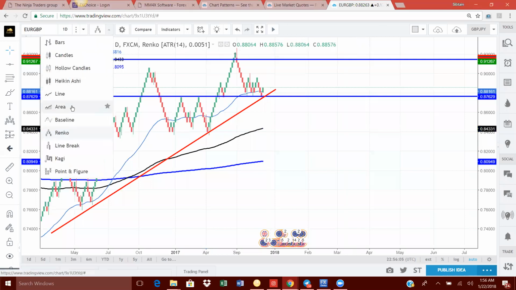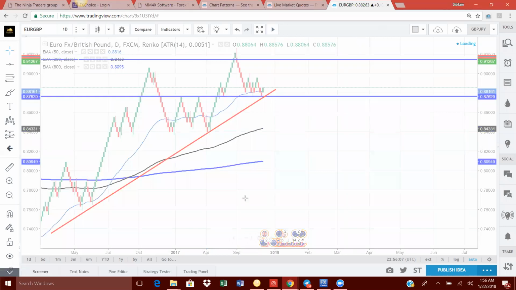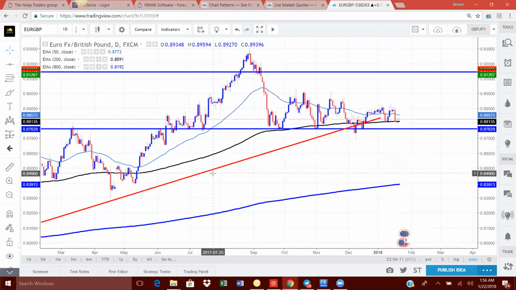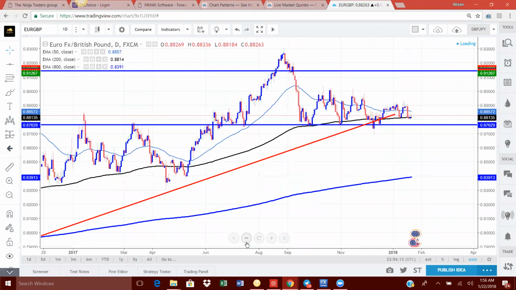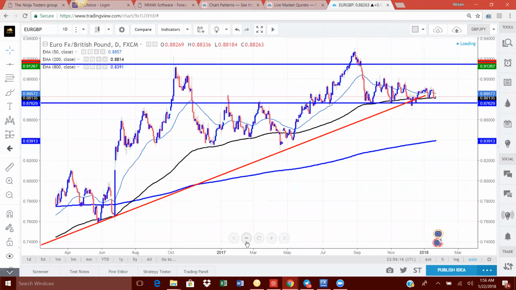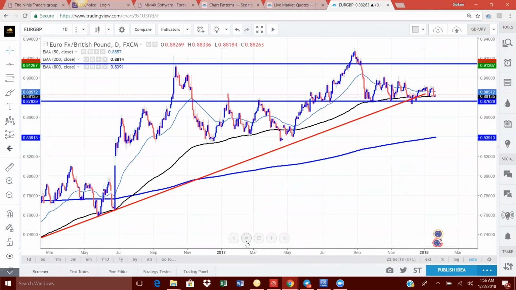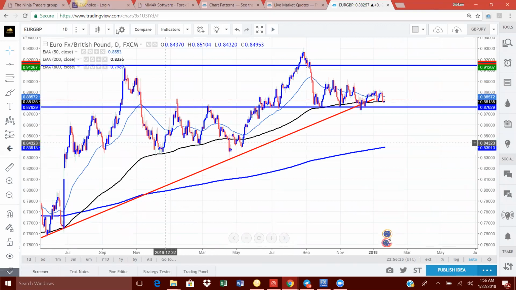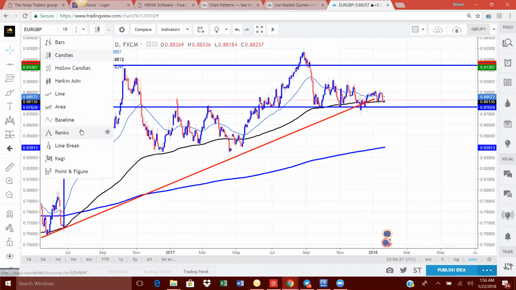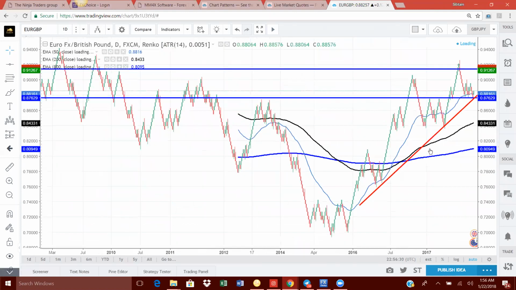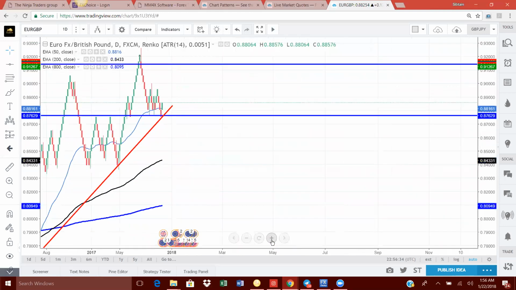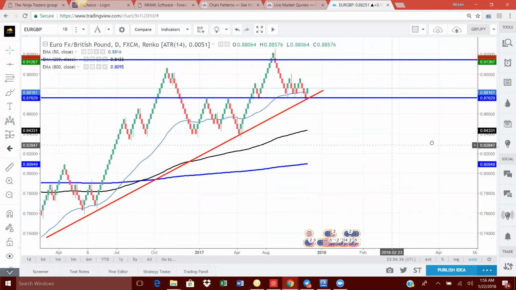If you want to see on the candlesticks, I will show you. You see on the candlesticks it is not very clear. Can you see? So you see, guys, it's not very clear on candlesticks. Very choppy. But if I put on a Renko, you can see, right?